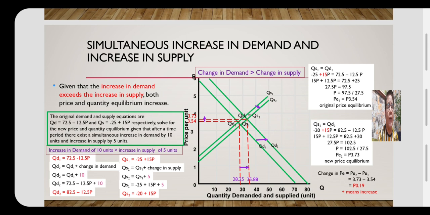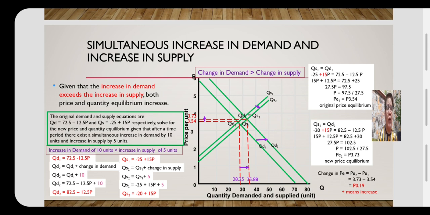So we already have the original price equilibrium and the new price equilibrium. Again, to solve for the original price equilibrium, we have to equate the original supply equation to the original demand equation. And to solve for the new price equilibrium, we have to equate the new supply equation to the new demand equation. So now that we already have the original and the new price equilibrium values, we can determine the change in price equilibrium.